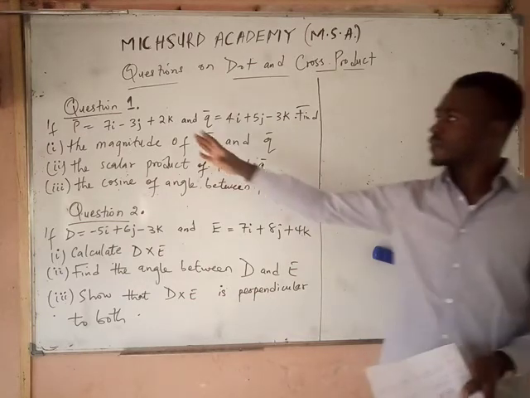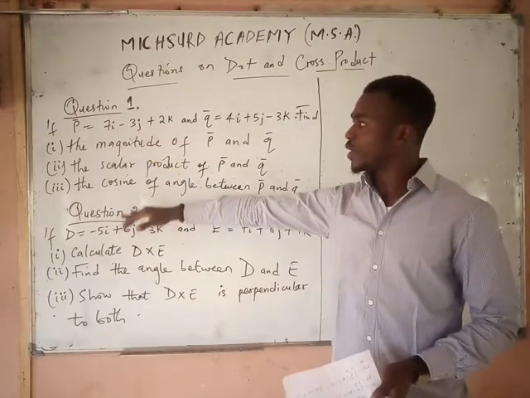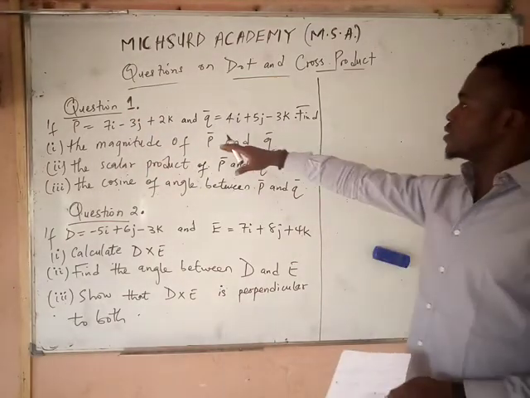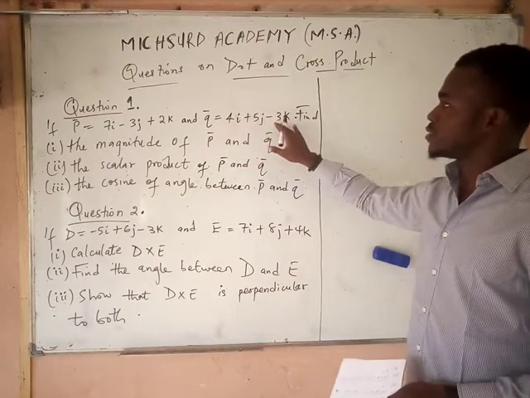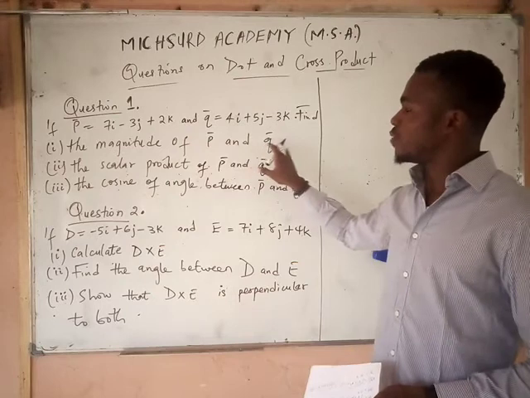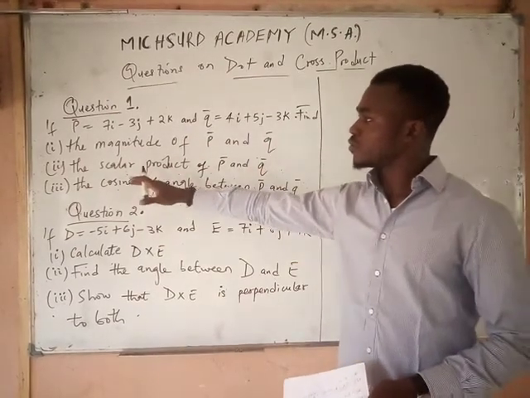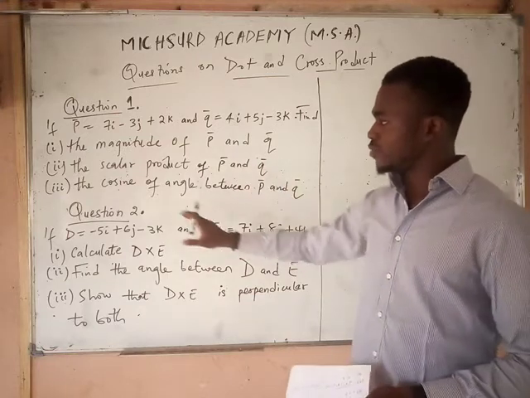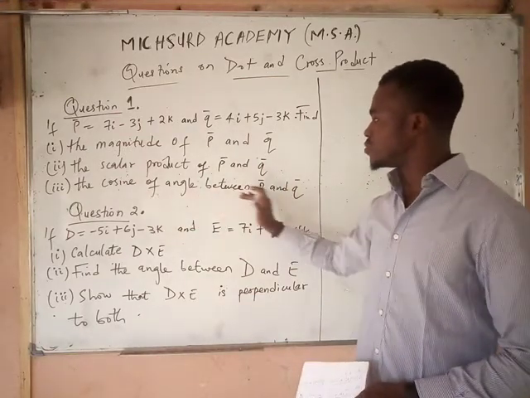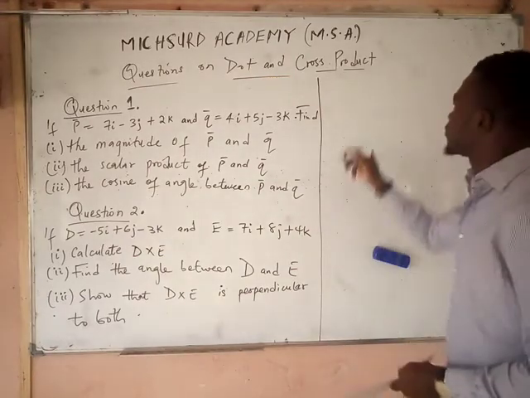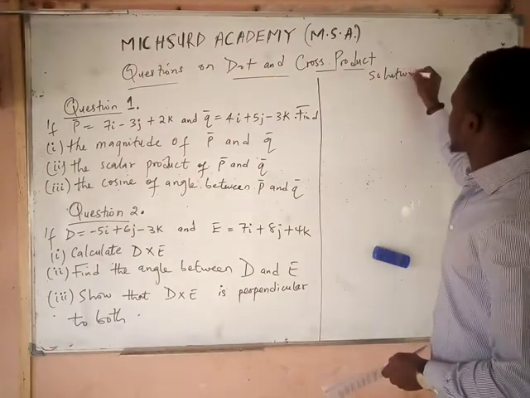Alright, so we have the first question and we have the second one here. We'll start with the first one. We have that if P is equal to that and Q is also equal to this, then we should find the magnitude of P and Q. Then we should find the scalar product of P and Q, and finally we should find the cosine of the angle between P and Q. Alright, so let's write solution 1.